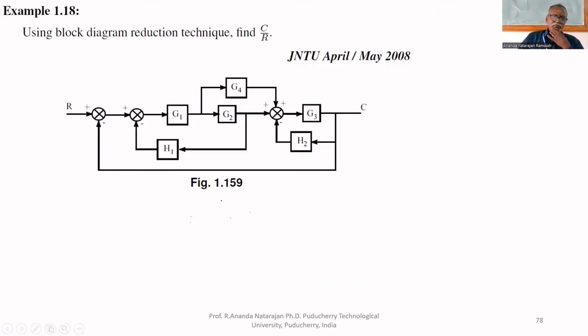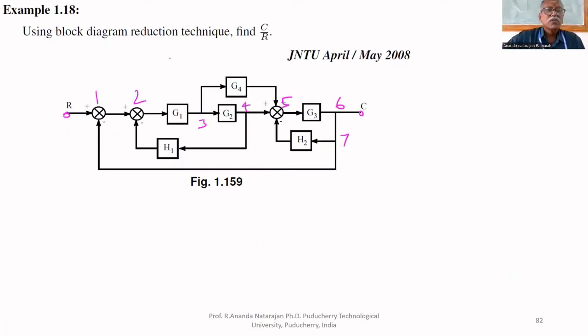Another sum. This can be solved quickly. What are the forward paths? Without drawing the signal flow graph, I am writing; you can assume as if it is a signal flow graph. Therefore, P1 equal to G1, G2, G3, since this is gain 1, ignore it. What is delta 1?